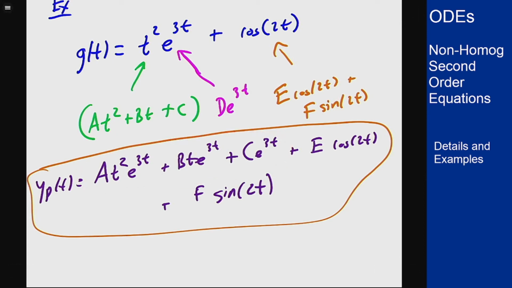So in that case, I would have a t cubed, a t squared, and a t here. I wouldn't need just an e to the 3t term because I know that solves the homogeneous problem. It's not going to help me. And then leave this one alone at the e and the f.